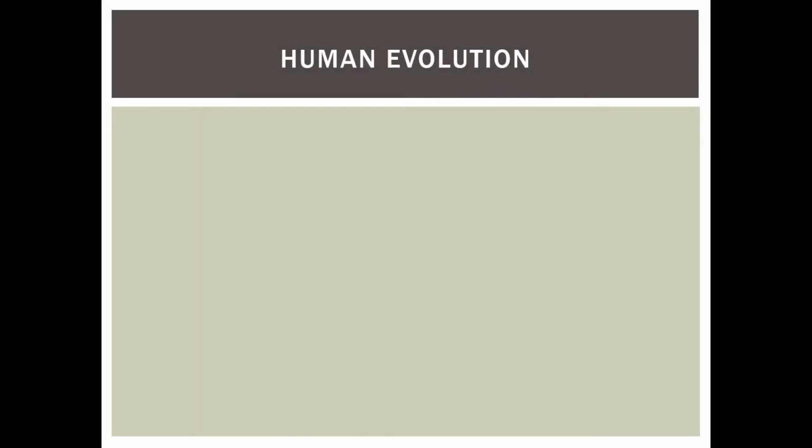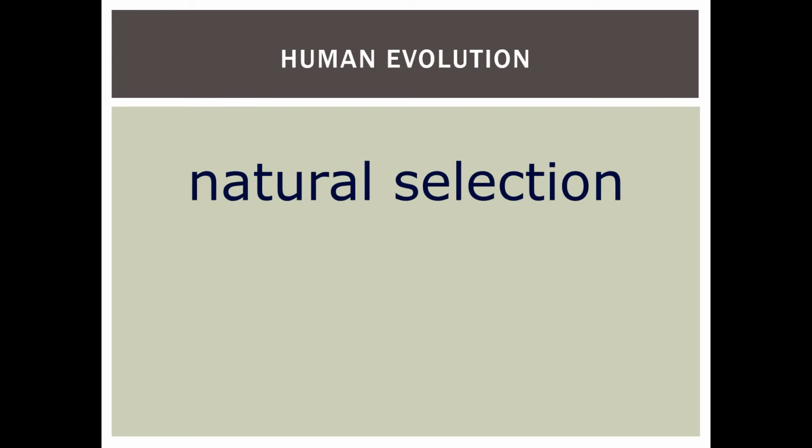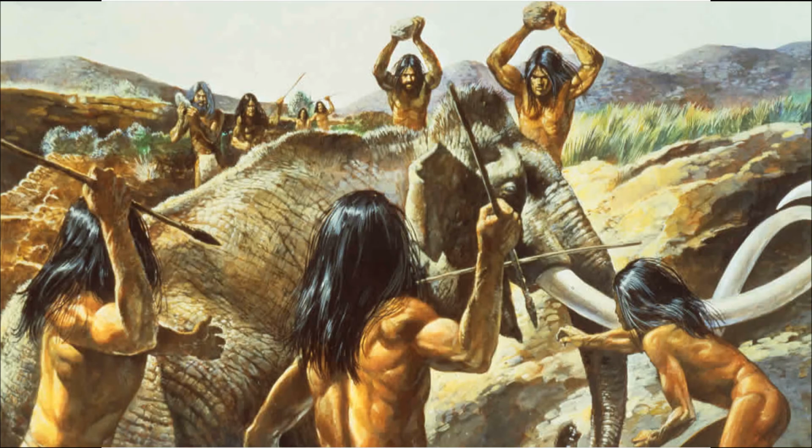Human evolution is one of the important topics in anthropology because it will help us understand human development. One of the mechanisms in human evolution is natural selection. Natural selection helps us understand how humans survive in their environments, specifically the Asian people, and how humans have adapted to the different changes in our society or in our environment.